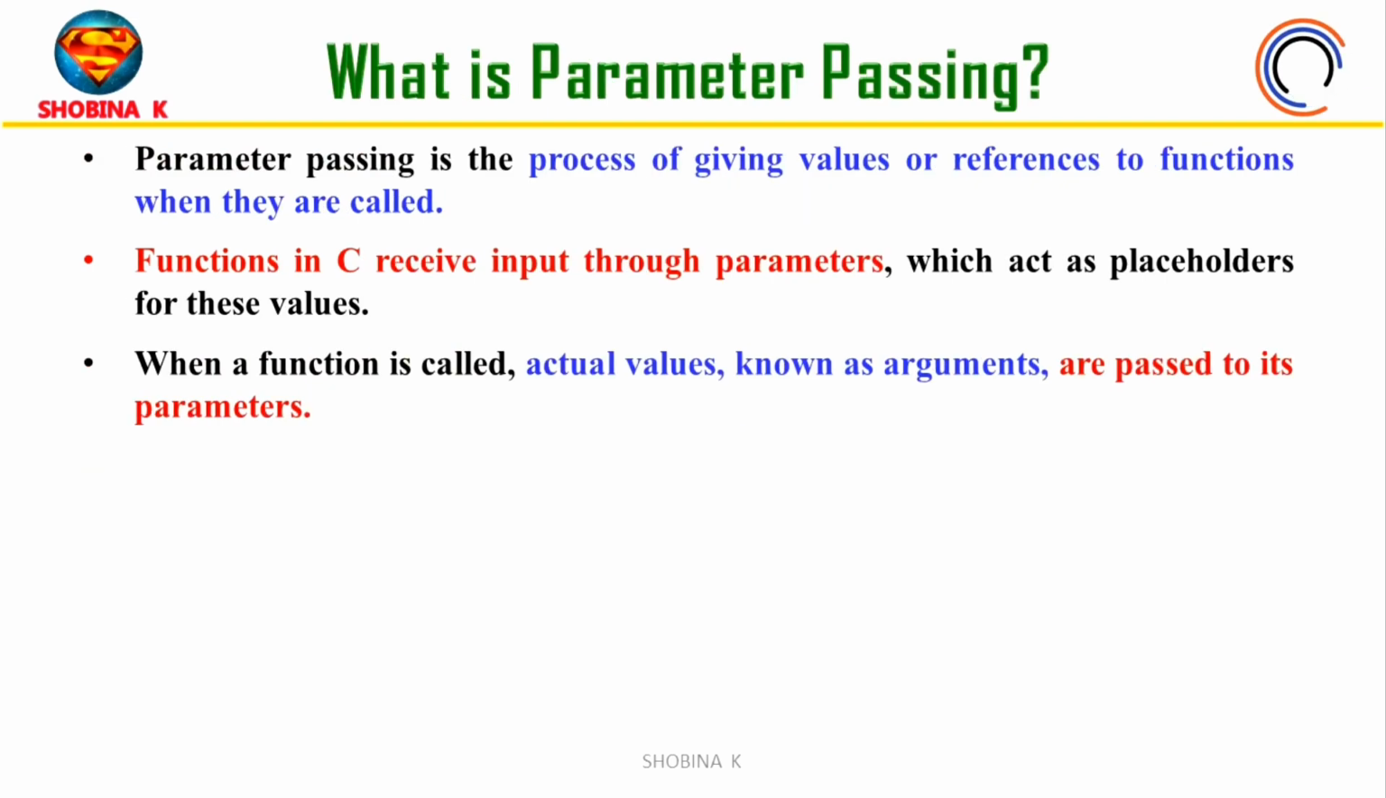Now let's understand what parameter passing is. Parameter passing refers to the process of providing values or references to functions when they are called. In C programming, functions can receive input values through parameters, which act as placeholders for these values. So when a function is called, actual values known as arguments are passed to its parameters. These arguments can be variables, constants, or expressions.